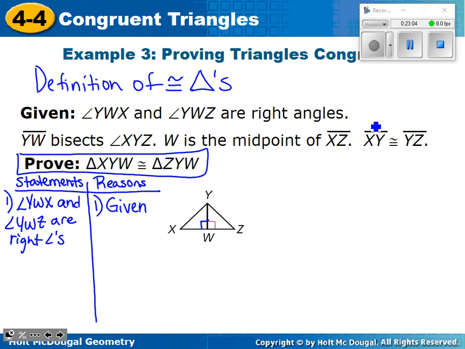I want you guys to try really hard today to not start explaining things to me when I ask you why. I want you to try really hard to only answer with a definition, a theorem, a postulate, or a property, because that's what's going to have to go here, not an explanation. Okay? So definition of right angle. Okay, where would we go from here, Bree? If they both equal 90, what do we know?